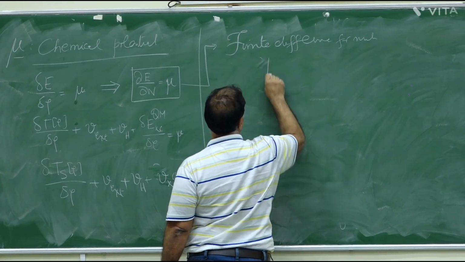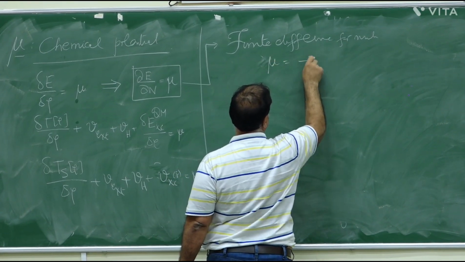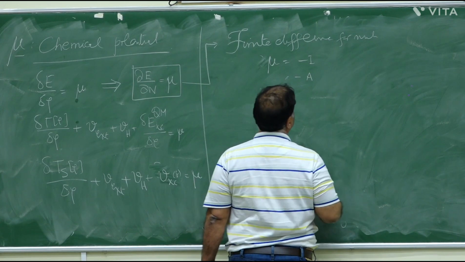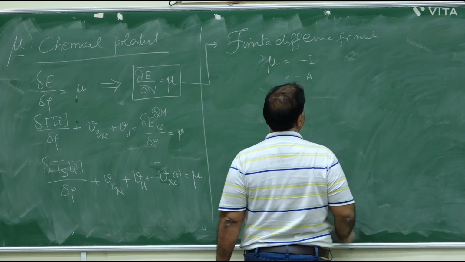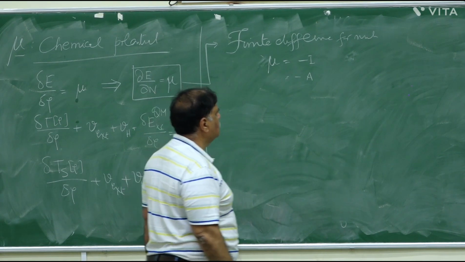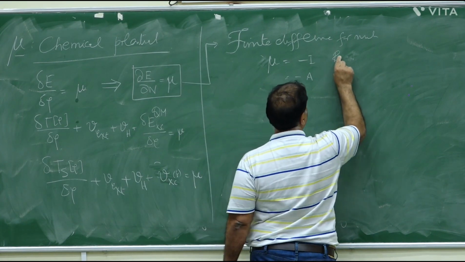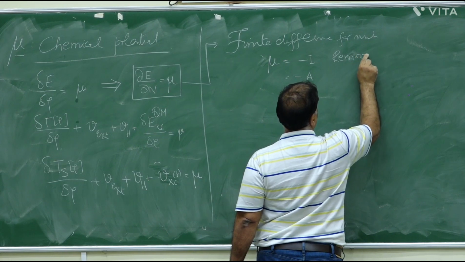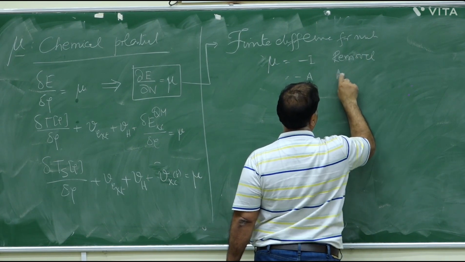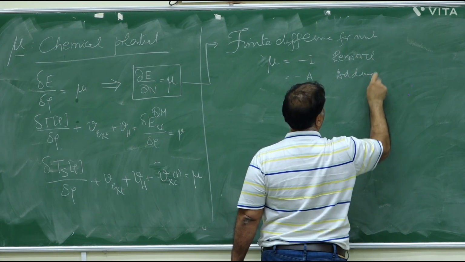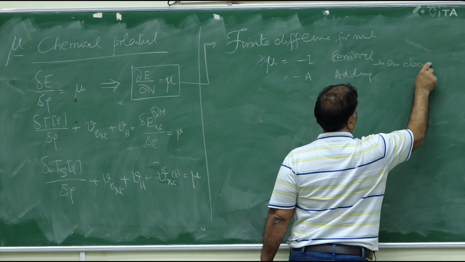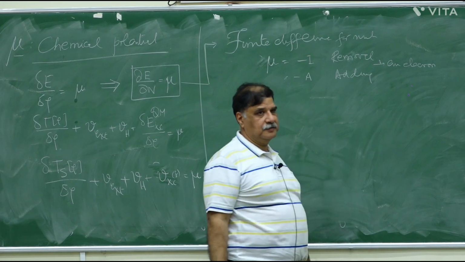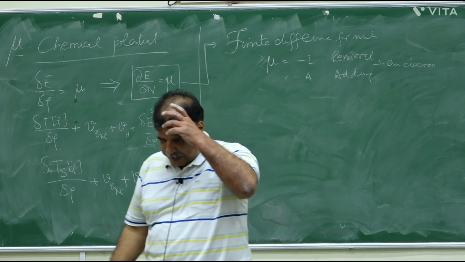That is mu minus I or minus A, for N number of electrons. If you are removing, this is removal; this is adding electrons. Now this is a finite difference, right?